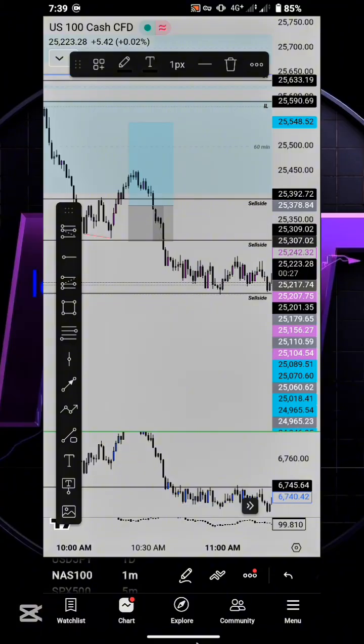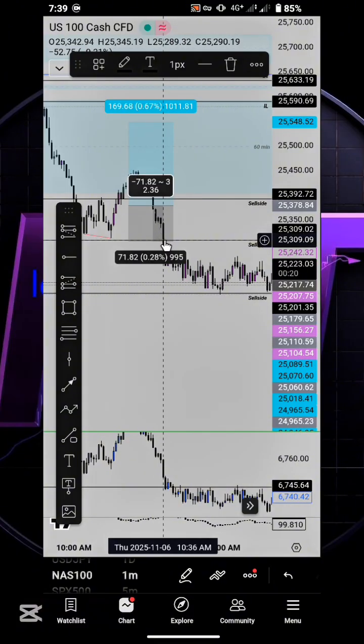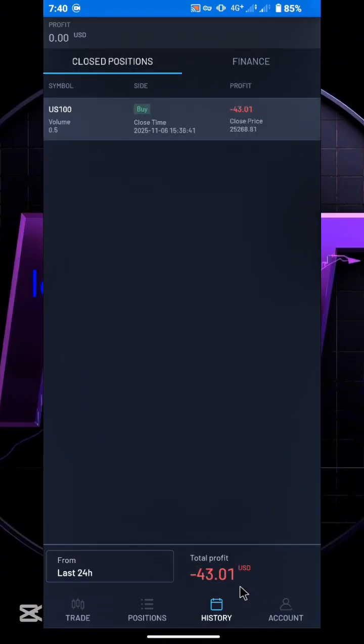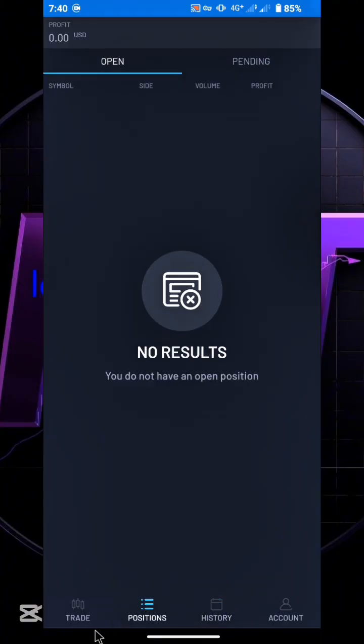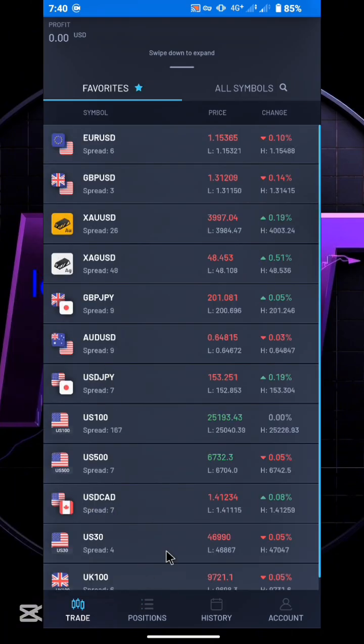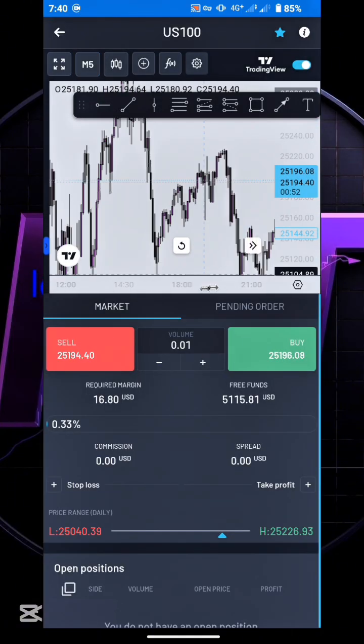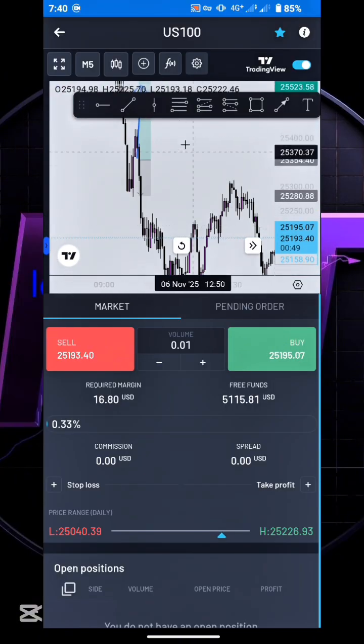But nevertheless, I still got stopped out of the trade right here. If we go to the history, you can see I lost like 43, which is not that bad, but yeah, still a bullshit trade. And it all happened right here.